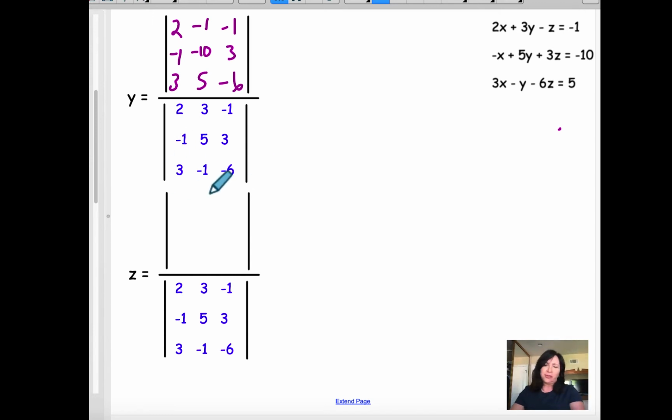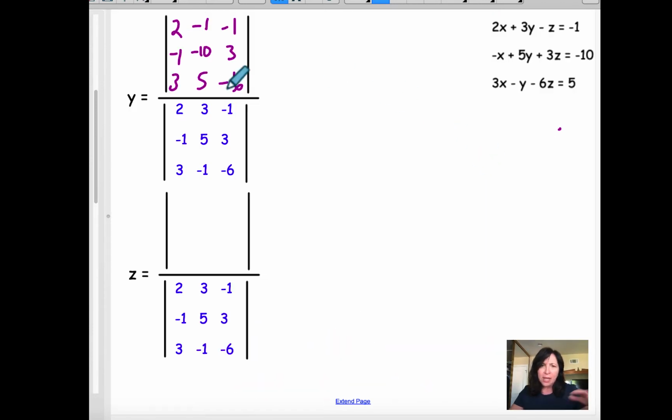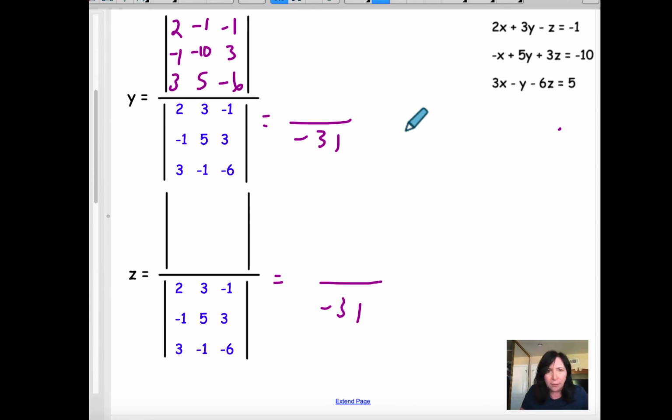Now, I don't have to do this denominator again, right? Because what's my denominator? Negative 31. So we know that this bottom part is negative 31 for both problems, right? So I don't have to do that. But what I want to show you is expanding a different row or column, okay? So what I want to do is, let's expand the second row. Let's just choose the second row to expand.